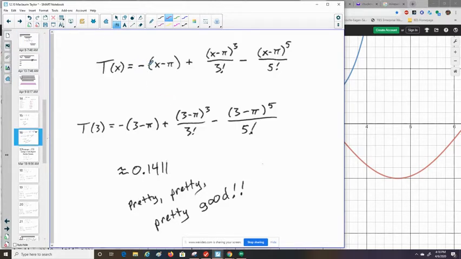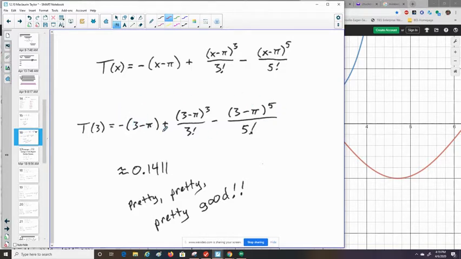There's my -1, x minus pi to the first power over 1. Next coefficient was +1, x minus pi cubed over 3 factorial. Next coefficient was -1, x minus pi to the fifth over 5 factorial. And so when I plug 3 into this, I'm saying that this Taylor series is a good approximation for sine of x. So if I'm trying to find sine of 3, this should be, well, pretty good.